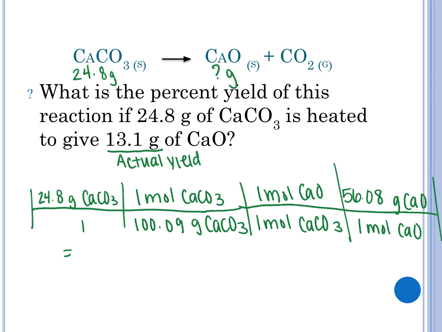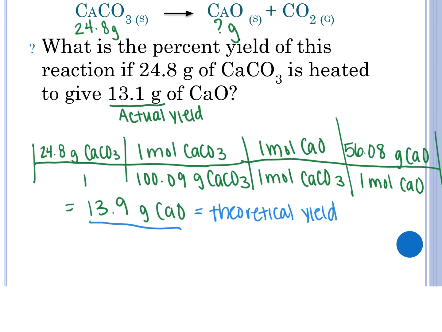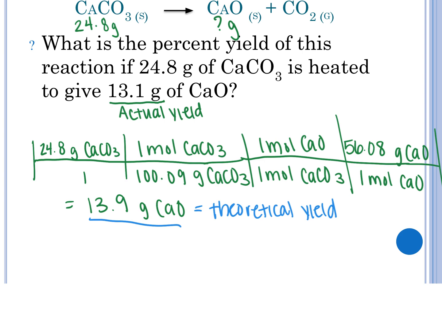Okay, what are we getting? 13.89. I'm just going to round that to 13.9. So the number you calculate is that theoretical yield. Then the last step is to calculate the percent yield.